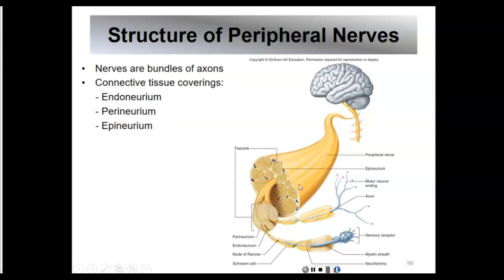So here's a peripheral nerve. It has the epineurium on the outside. And here's a fascicle, just like our muscle, a bundle. And that is also going to be surrounded by perineurium. And then if we pull out an axon from there, that's going to have endoneurium around it. And here are our individual Schwann cells.